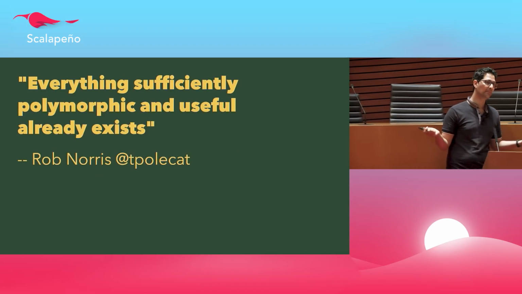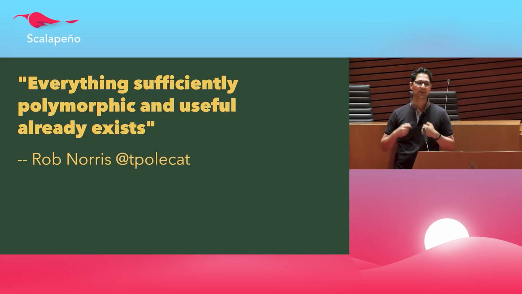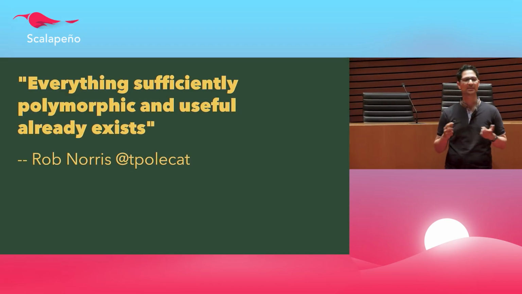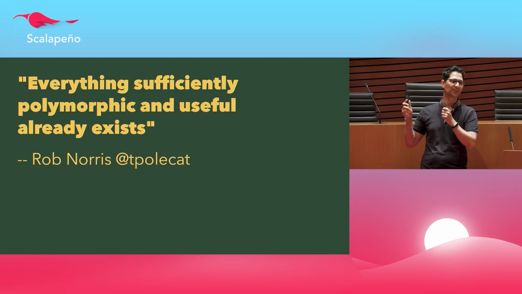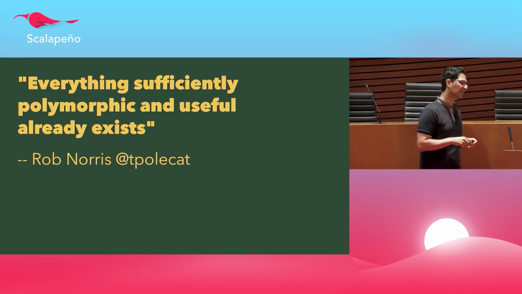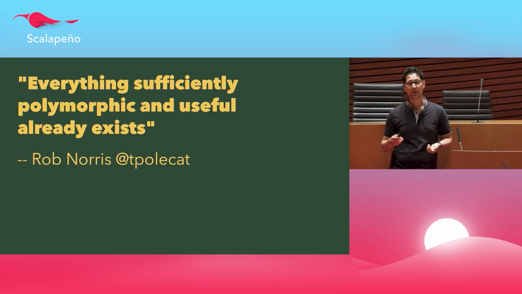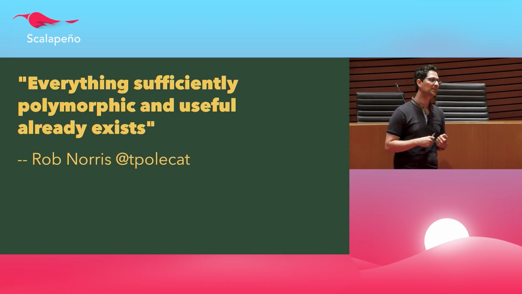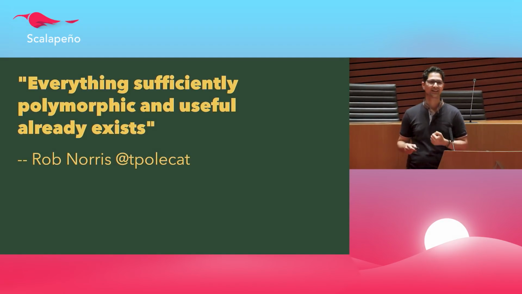And of course, that's one pattern. But as Rob Norris would say, everything sufficiently polymorphic and useful already exists. What does it mean? It means everybody that worked on these patterns already discovered them for you. There is a big community out there that worked on those already and just supplies this stuff for you in these libraries. You just have to look up the documentation, take what you need, and put it in your project. That's something that is very powerful, that does not exist in the old world.